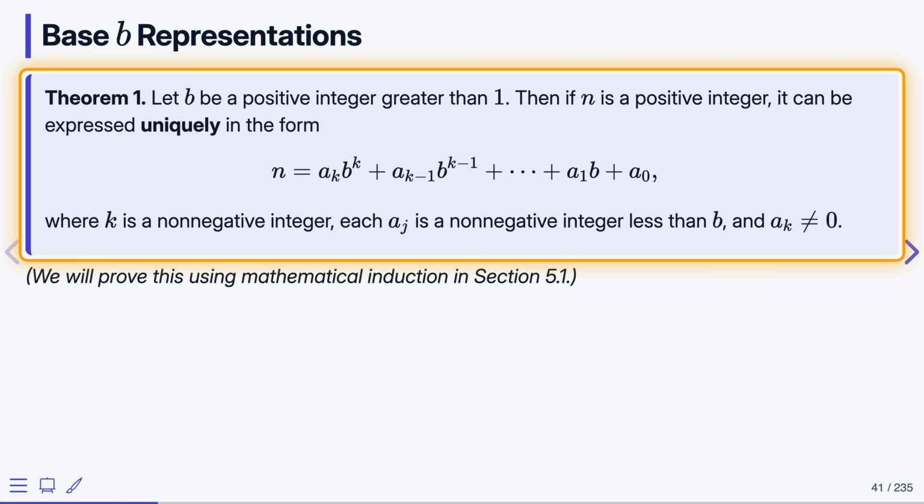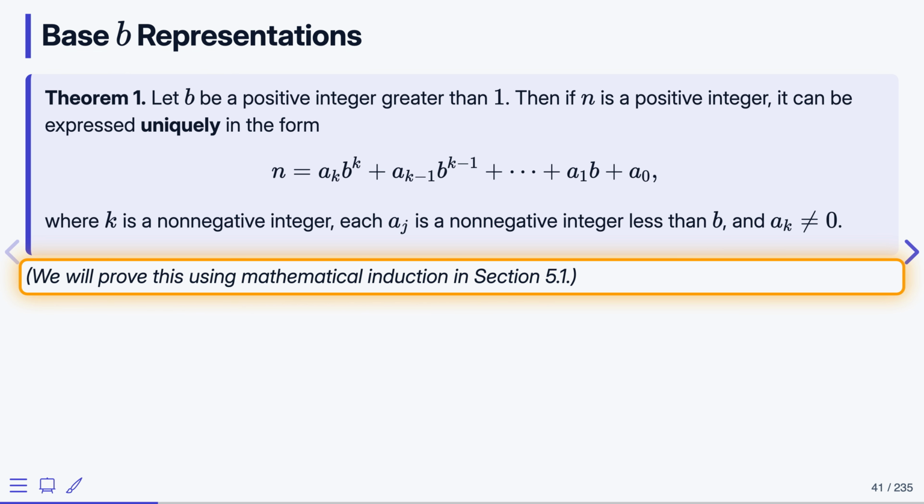Why can we use any base b bigger than 1? Because of Theorem 1. Take any base b bigger than 1, then every positive integer n can be written as a sum. Each term is a digit times a power of b. The digits are whole numbers from 0 up to b minus 1, and the leading digit is not 0. The important word is uniquely. There is only one such expansion for each number. We prove this by induction in section 5.1.